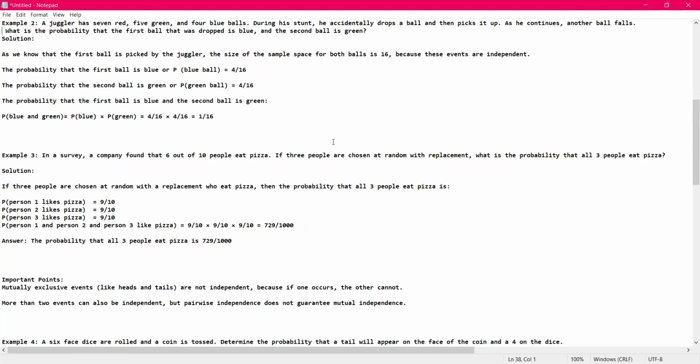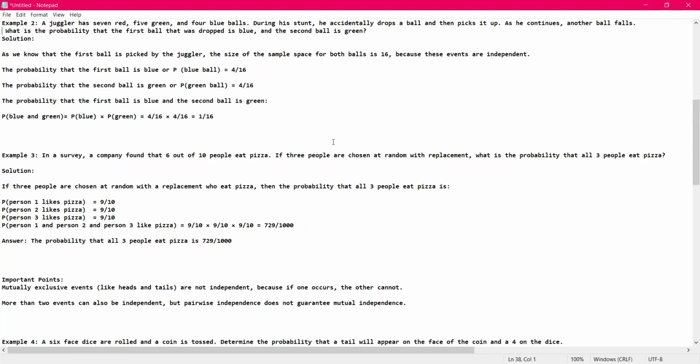So 9 by 10. So next person, probability of person 2 likes pizza means 9 by 10. Because we are replacing, it means we are replacing that person with another person. Already in the question they have given, see, if 3 people are chosen at random with replacement.